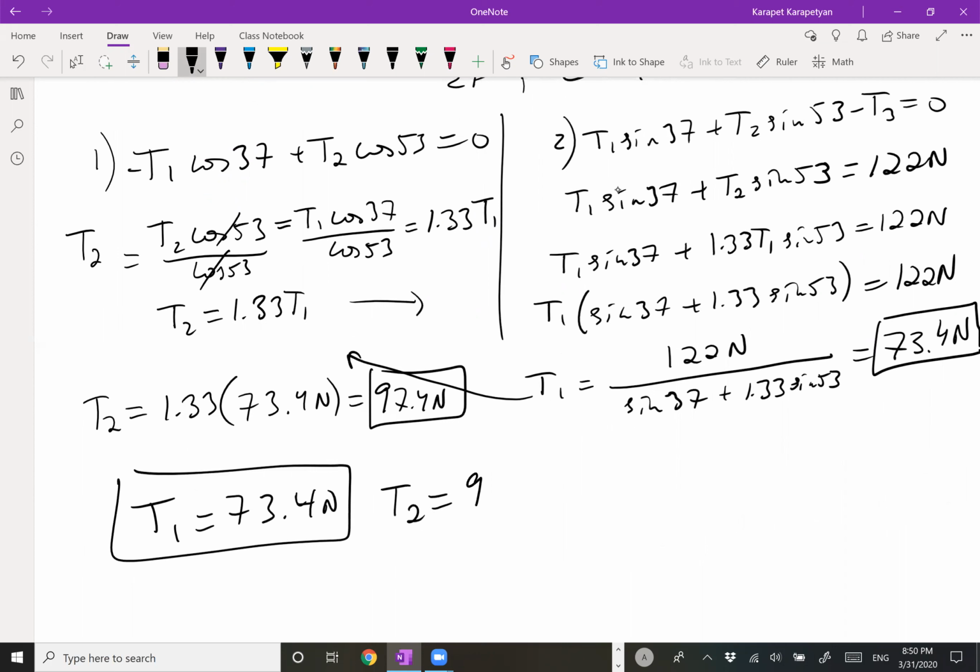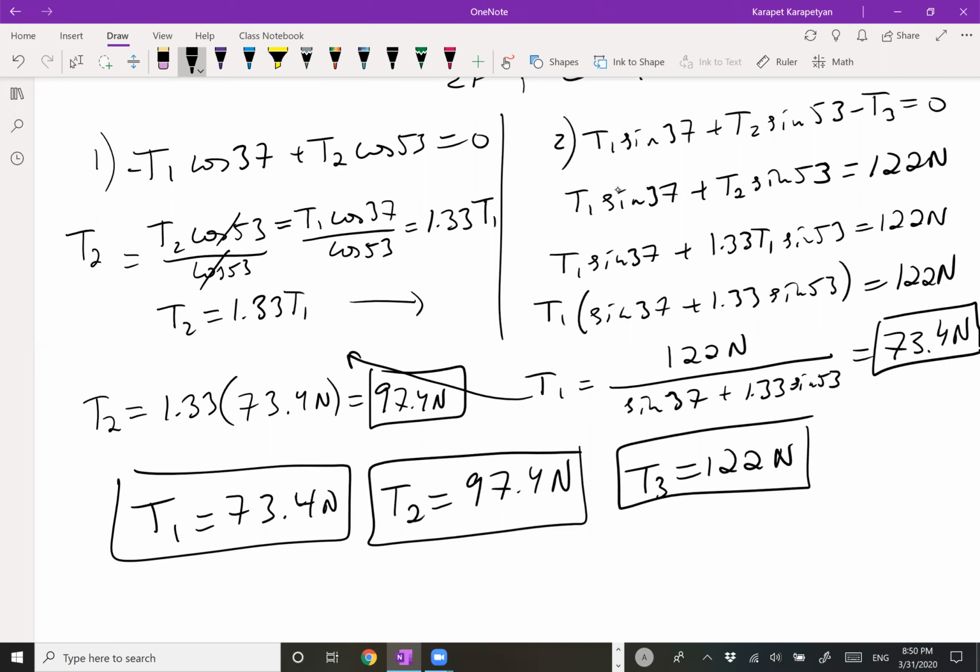T2 is equal to 97.4 newtons, and T3 was equal to 122 newtons. Those are our three unknown tensions. And remember, the question was, will the tensions break?